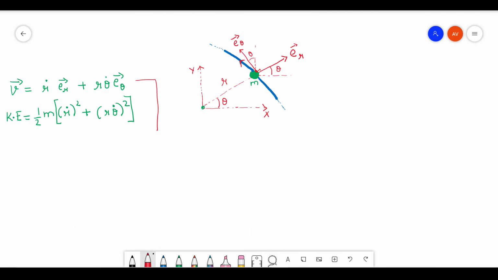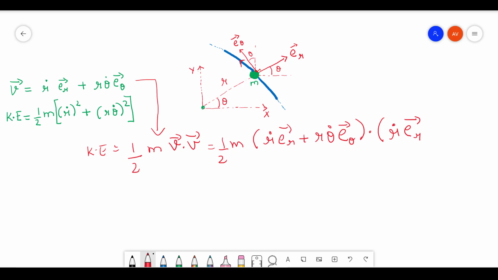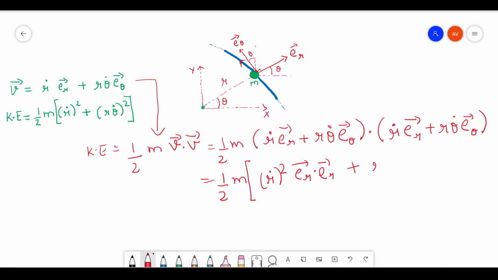Now you have this velocity, so you can write your kinetic energy as half m into v vector dot v vector, so it's a dot product. That means it will be half m into the dot product of this vector into the same vector. Now when you take the dot product, you can apply the multiplication property. You will get one term like this, and you will get one term which is going to be theta dot square. So you will get a term like this.